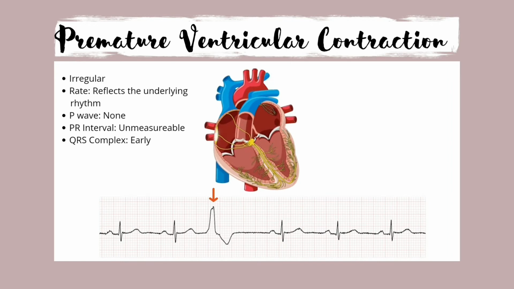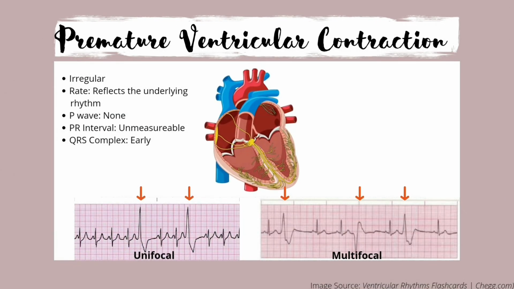Characteristics. Irregular. Rate reflects the underlying rhythm. P wave, none. PR interval, unmeasurable. QRS complex, early. PVC subtype according to site of origin. Unifocal, single site in the ventricles, monomorphic. Multifocal, multiple sites, different sizes and shapes, polymorphic.